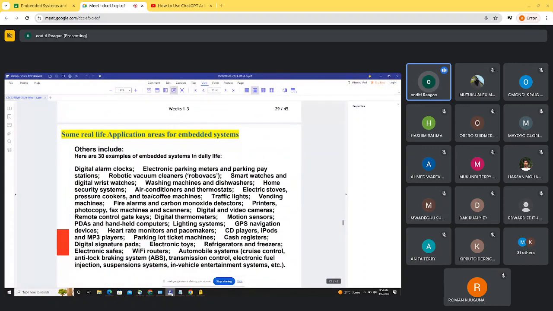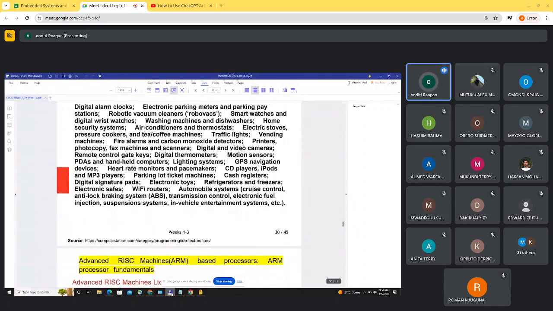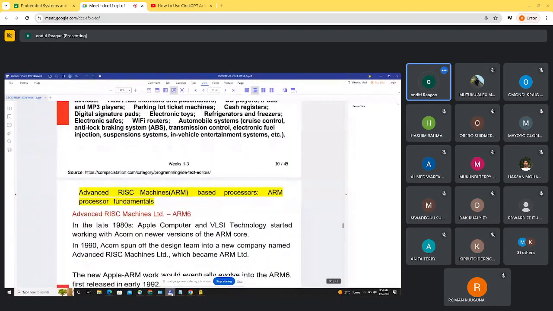So some of the real life application areas of embedded systems, as we have seen, are quite a number of areas where one will be able to use embedded systems. All these areas, there are so many. You'll have a look at all those areas that utilize the embedded system.